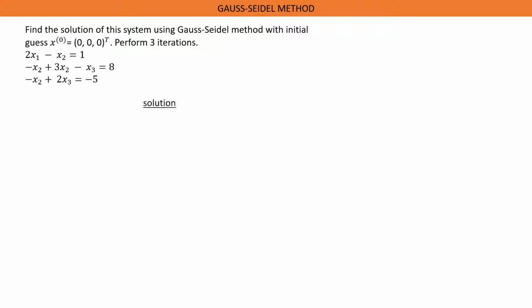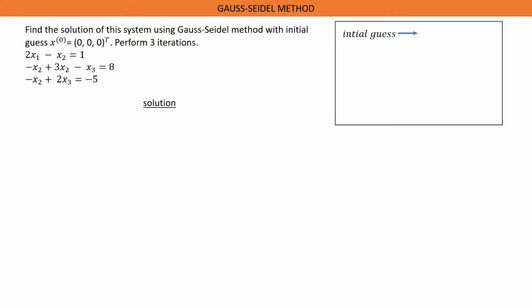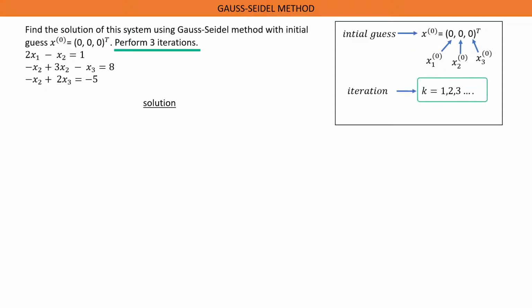Before solving this, we know that our initial guess value is S equals 0, 0, 0 transpose. That is, the S1 initial guess value is 0, the S2 initial guess value is 0, and the S3 initial guess value is also 0. We are to perform 3 iterations. Let's represent the iteration by K, and K will start from 1, 2, 3, and so on.